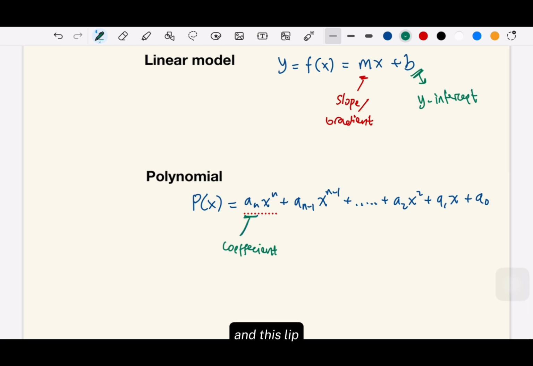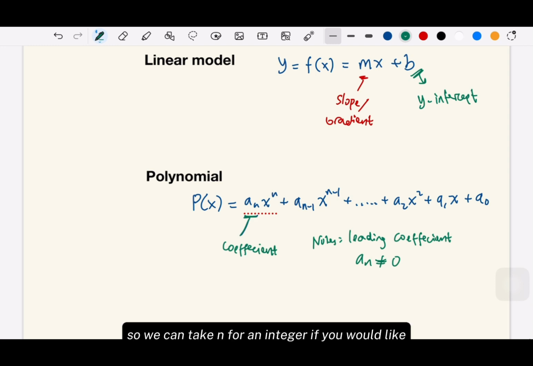And let me write here notes. Leading coefficient an should not be equal to 0. So we can take n as an integer if you would like. n equals 1, equals 2, and it will be described as linear, quadratic, cubic, and so on and so forth. I think that is the basic.